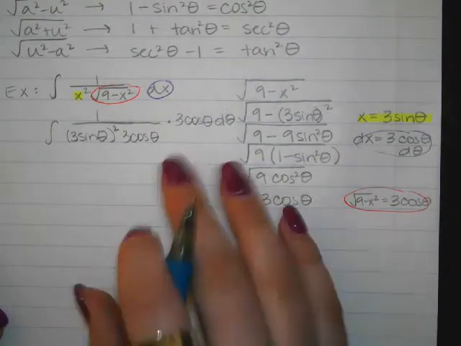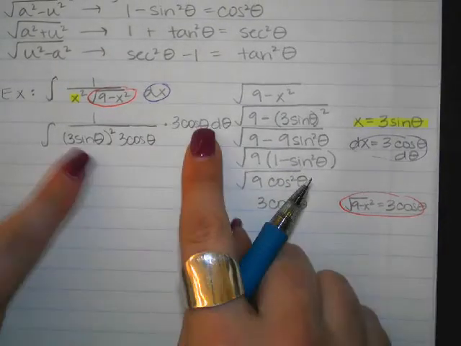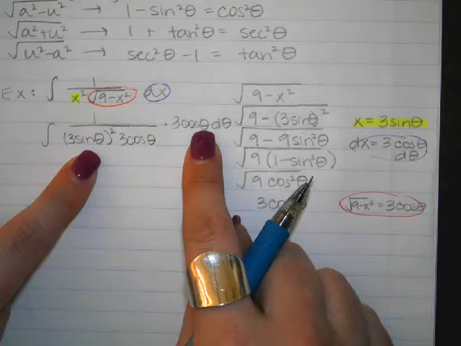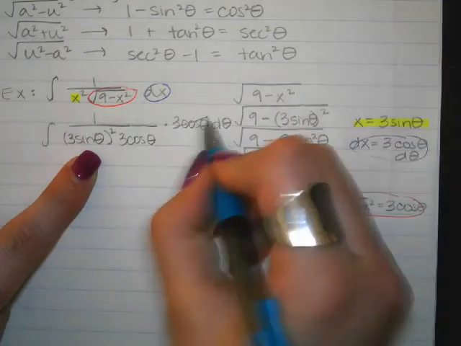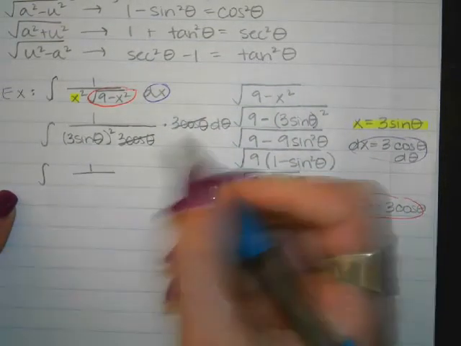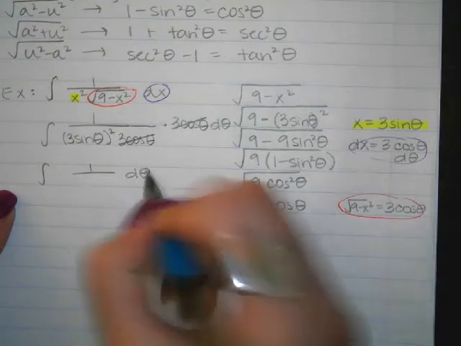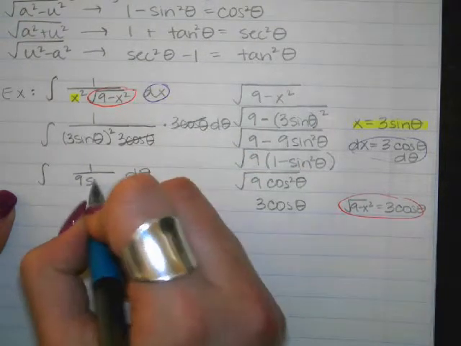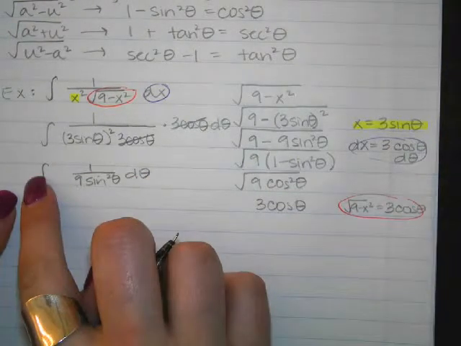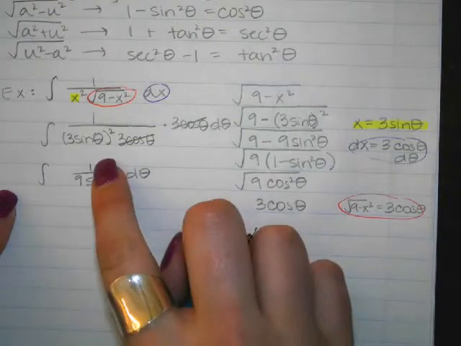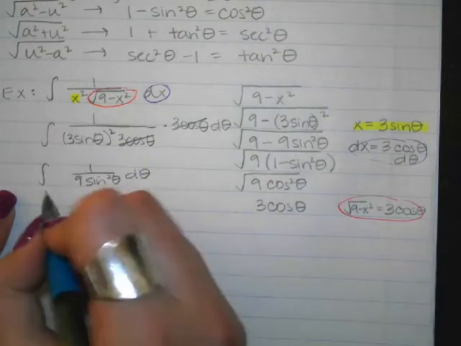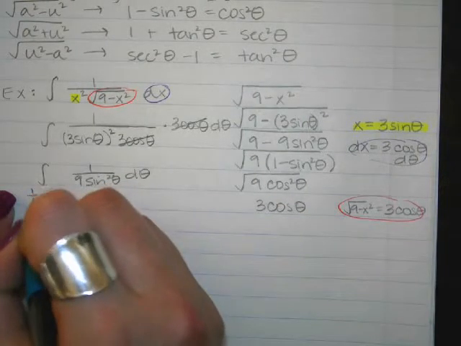Okay, so now we want to go ahead and simplify what we have. What do you guys see? These can cancel, right? So I have 1 over, what do I get when I square that stuff on the bottom? And that 1/9 I can pull to the front. What is 1 over sine squared? Cosecant squared. So I'm going to take the 1/9 and move it to the front.